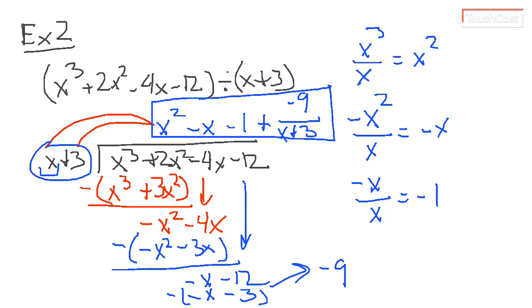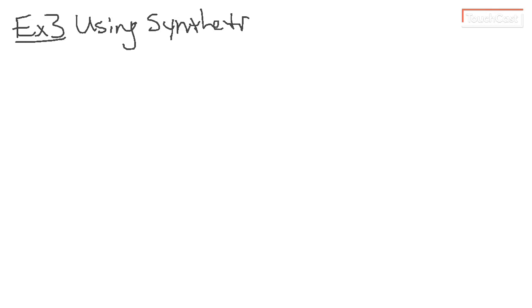So there is one other type of division we can use when dealing with dividing polynomials. It's called synthetic division. And it only works when we are dividing by a linear binomial. So for example, in fact, we're just going to move into example 3. And we're going to call this using synthetic division.